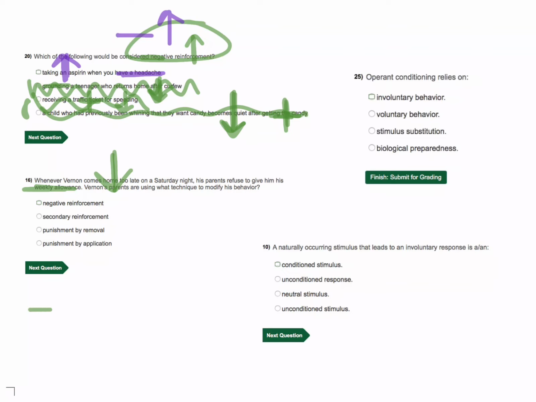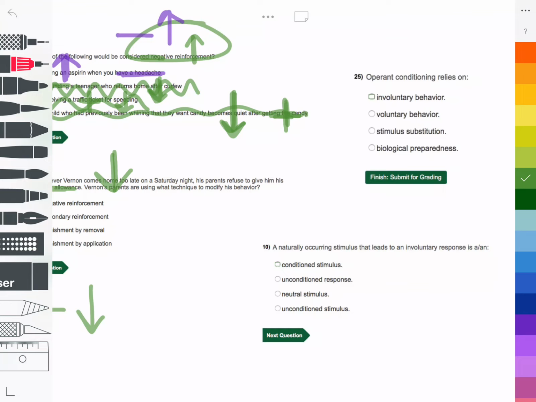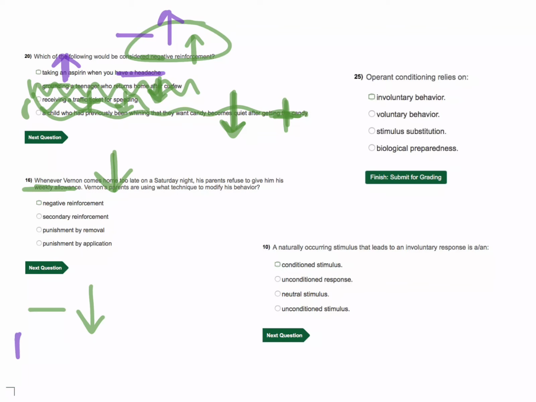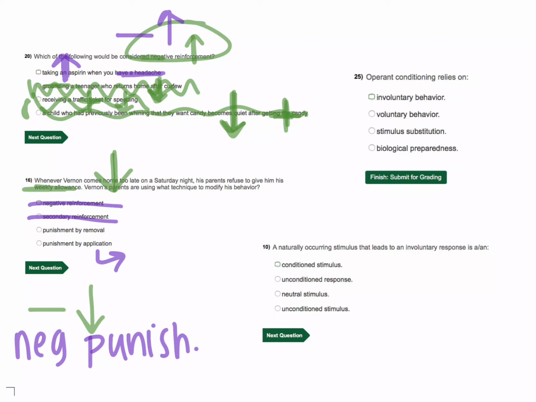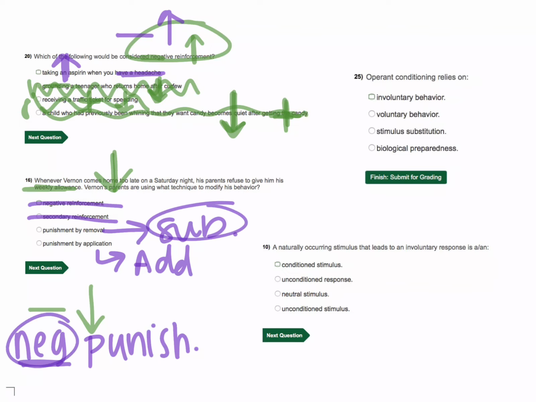So we have here negative, and then this down arrow tells us the behavior is decreasing, so it's punishment. And this is also called punishment by, and here we'll say, we know it's not a reinforcement. Application means to add, and removal is subtract. And if it's negative, we're subtracting. So our answer is punishment by removal.